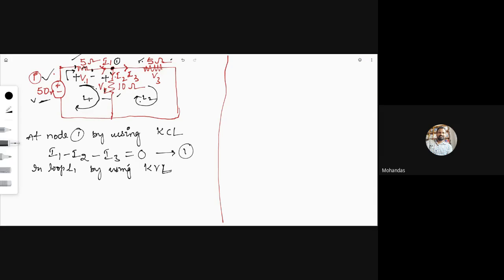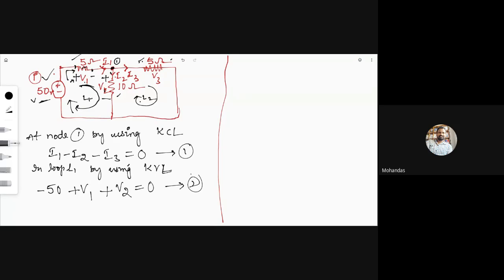Now current is in clockwise direction. Current is entering at the negative polarity, then give minus 50. Next, current is entering at positive polarity for V1, give plus V1. And current is flowing in this direction and it is entering at the positive polarity because of the clockwise direction. Then it will be plus V2 equal to 0. That is equation number 1.